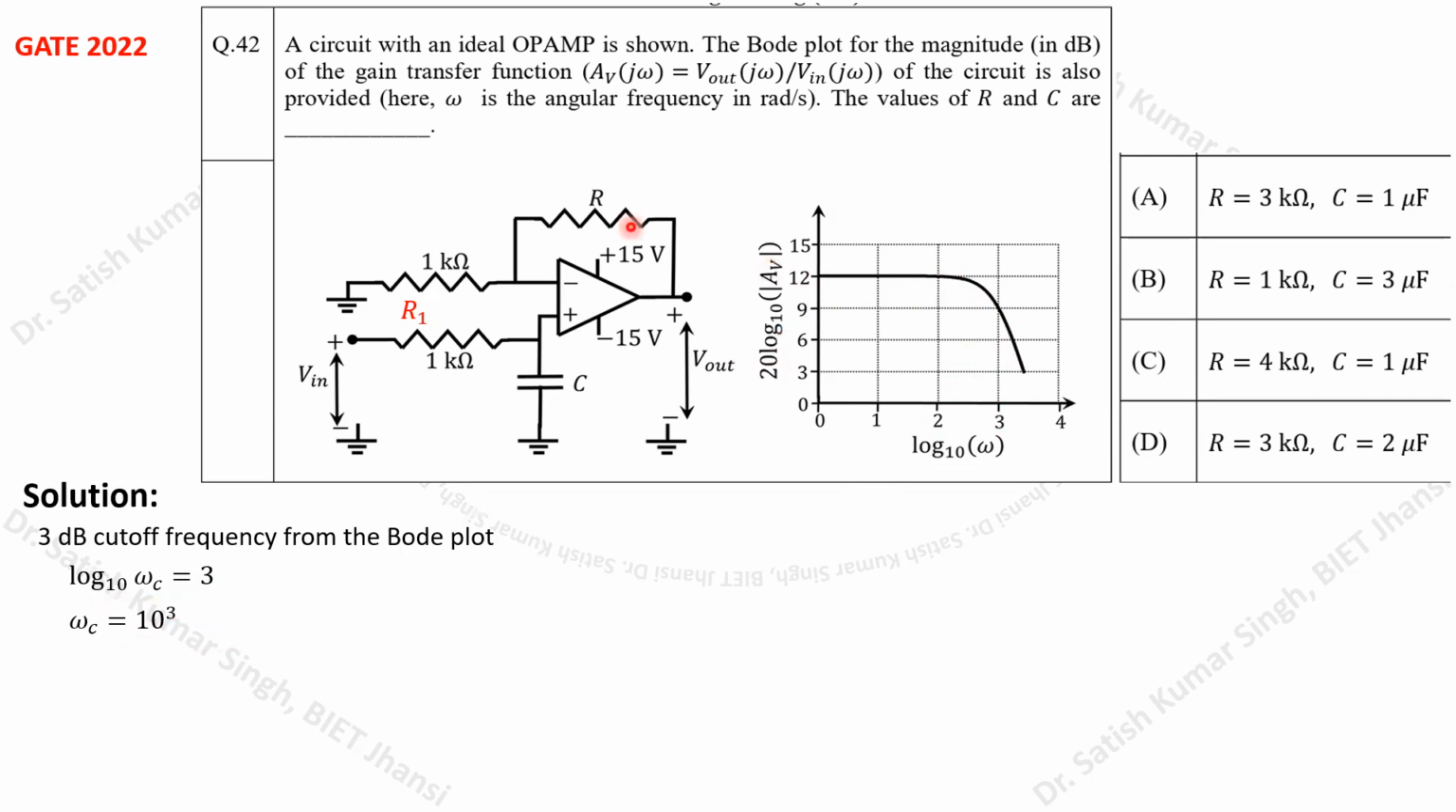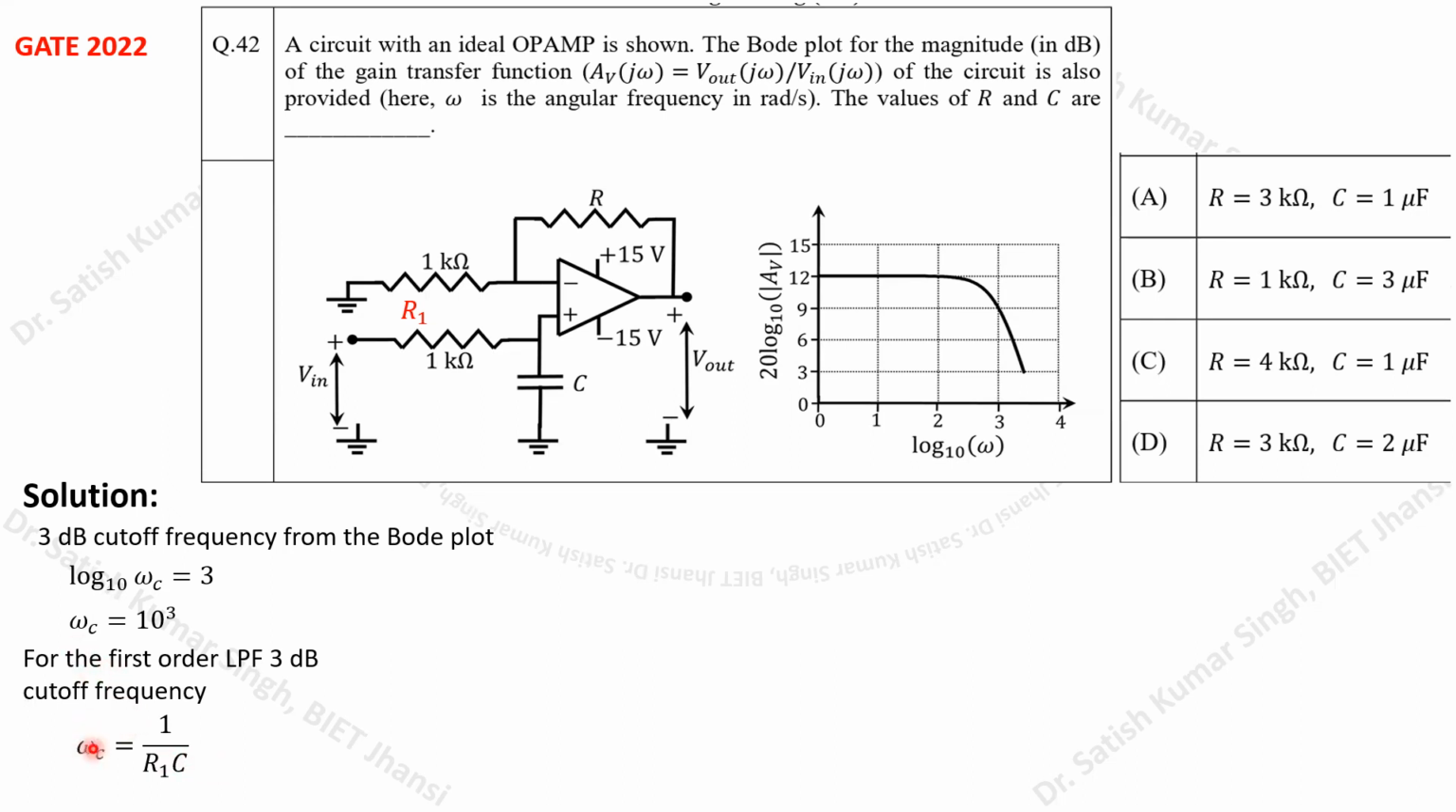Normally in any first order low pass filter, the 3 dB cutoff frequency omega c is defined by this expression: omega c equals 1 upon R1 into C. This is the formula for calculating the 3 dB cutoff frequency. Here R1 is this particular resistance, multiplied with the capacitance C. So the ratio 1 upon R1 C will give you the 3 dB cutoff frequency in radians per second, right?